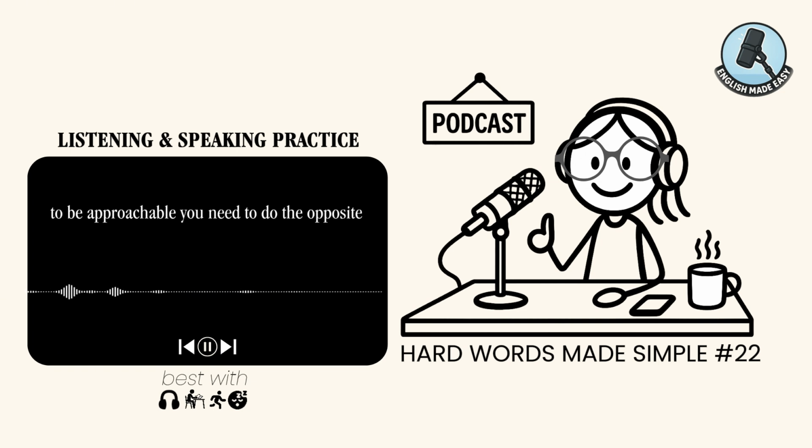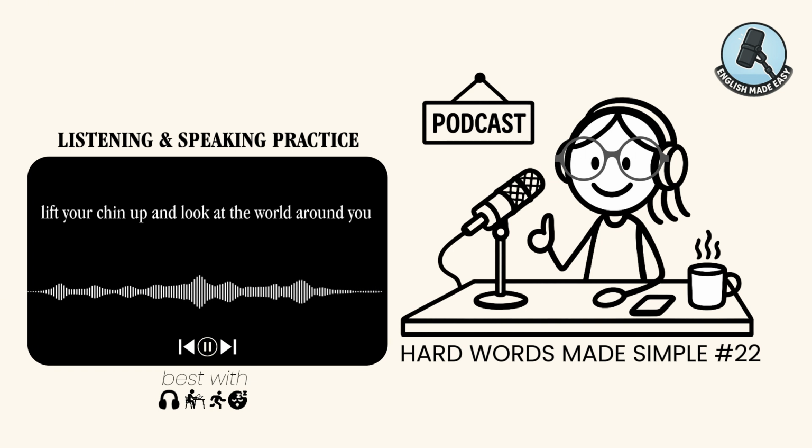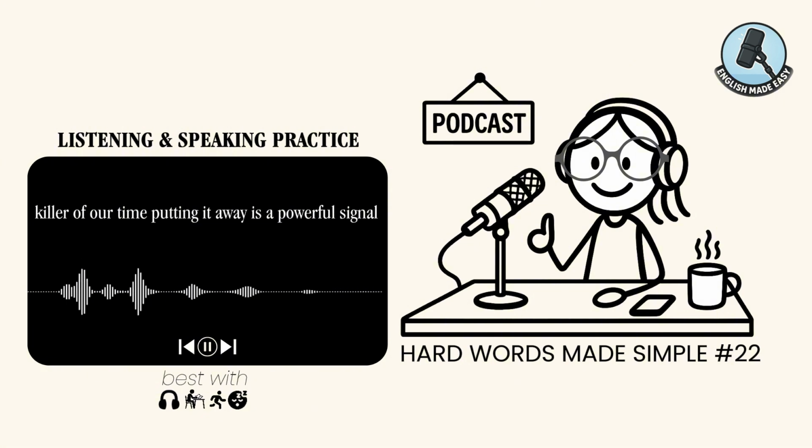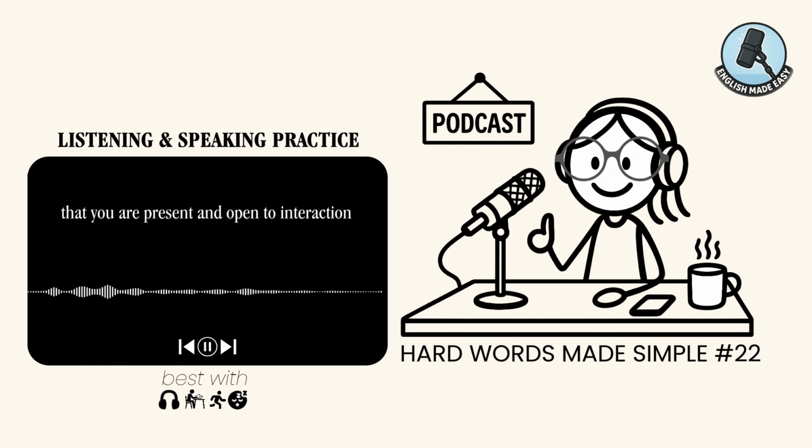To be approachable, you need to do the opposite. You need to have an open posture. Here's the execution. Keep your arms uncrossed. Let them rest at your sides or on your lap. Keep your shoulders relaxed and back. Lift your chin up and look at the world around you, not just at your screen. The phone is the greatest conversation killer of our time. Putting it away is a powerful signal that you are present and open to interaction.